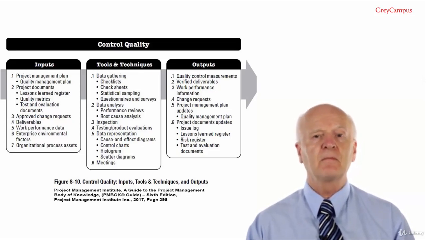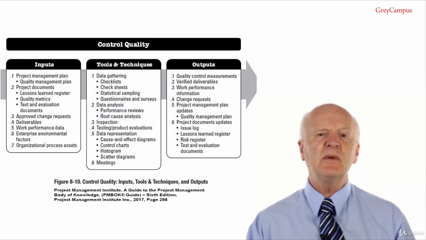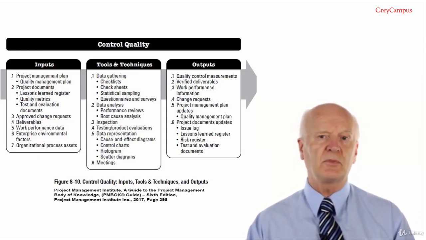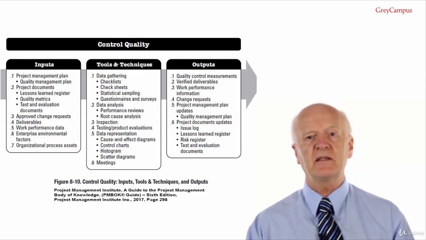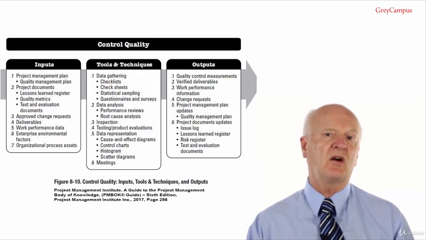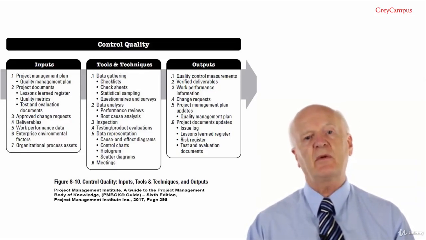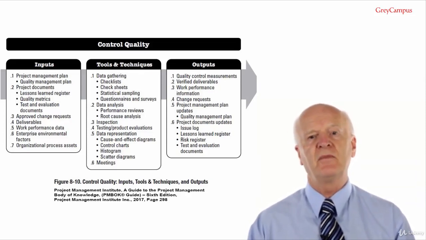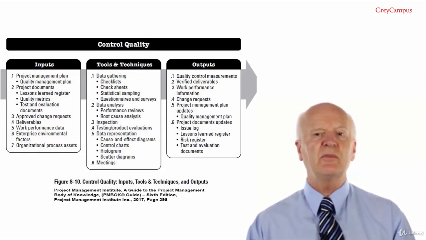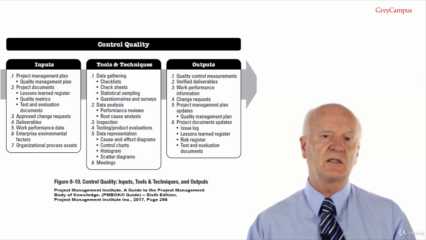Quality metrics. A quality metric specifically describes a project or product attribute and how the control quality process will verify compliance to it. They could be length, weight, thickness, hardness, delay time, frequency or any other attribute. Test and evaluation documents. These are used to evaluate achievements of the quality objectives.